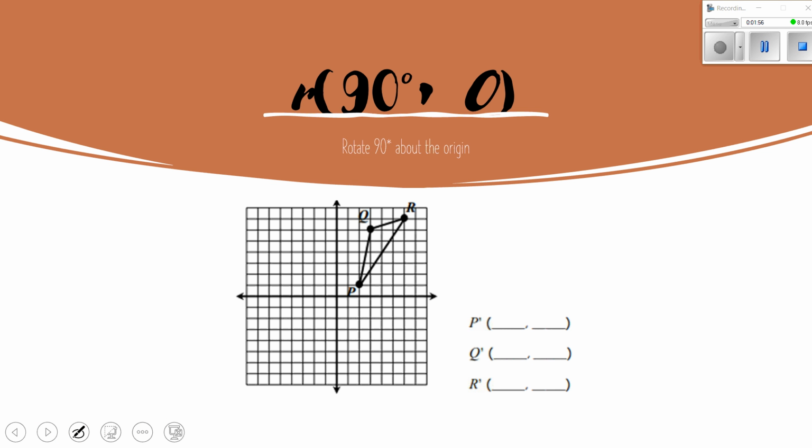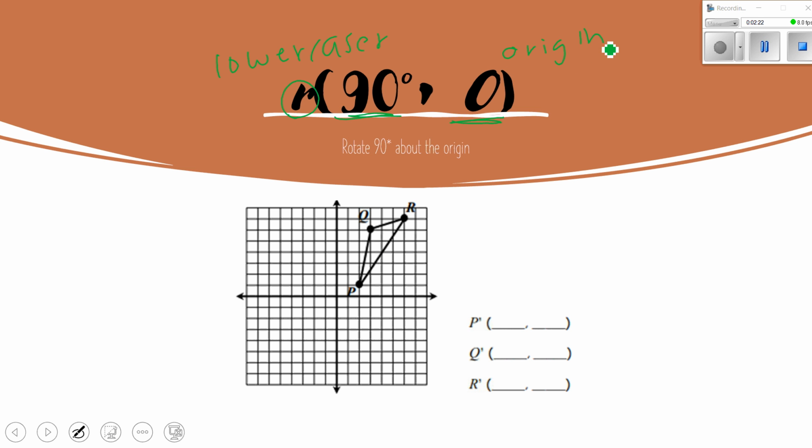So let's practice this. First, we're going to go over the notation for a little bit. The notation is denoted with a little r. This has to be lowercase. The next thing in the parentheses tells you the degrees turn. And the last part tells you what you're rotating about. By default, we rotate about the origin, so this O means origin.